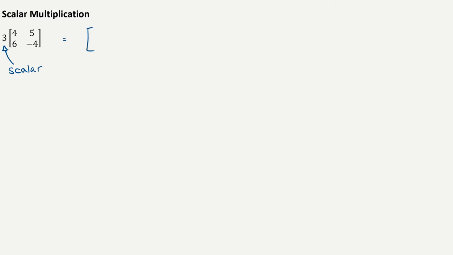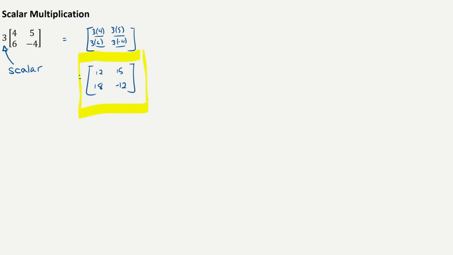Scalar multiplication is just distributing whatever is multiplying the matrix. It results in the same size matrix, a 2 by 2 matrix, and you just distribute that 3 to every term inside. So we go 3 times 4, 3 times 5, 3 times 6, and 3 times negative 4. Then you do all the multiplications: 12, 15, 18, negative 12, and there's your new matrix. So scalar multiplication is pretty easy. You just distribute your scalar to every entry.